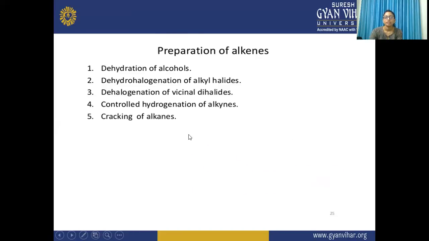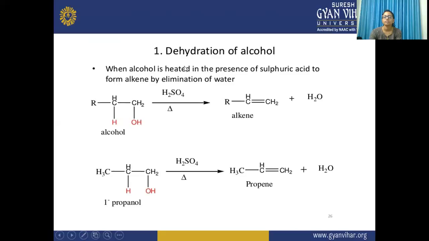Now the preparation of alkene. It involves 5 types of reactions: dehydration of alcohol, dehydrohalogenation of alkyl halide, dehalogenation of vicinal dihalide, controlled hydrogenation of alkyne, and cracking of alkane. So first is dehydration of alcohol. In this, alcohol is heated in the presence of sulfuric acid to form alkene by elimination of water.